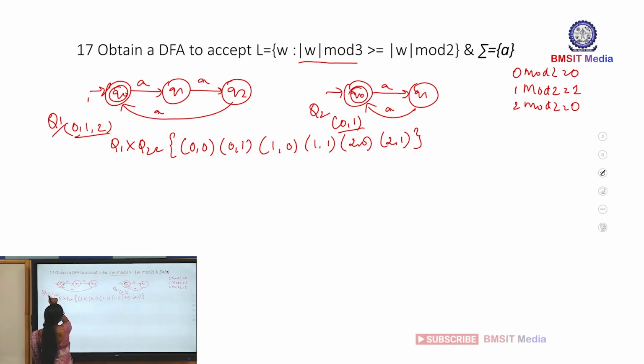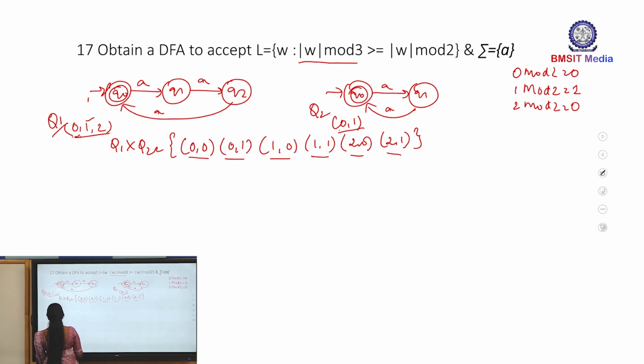Which is 0 cross 0, the first one, 0, 0. The second one is 0, 1. The third one is 1, 0, then 1, 1. And the next ones are 2, 0 and 2, 1. Now, these will be my states. Based on this, I'm going to find out the transitions.